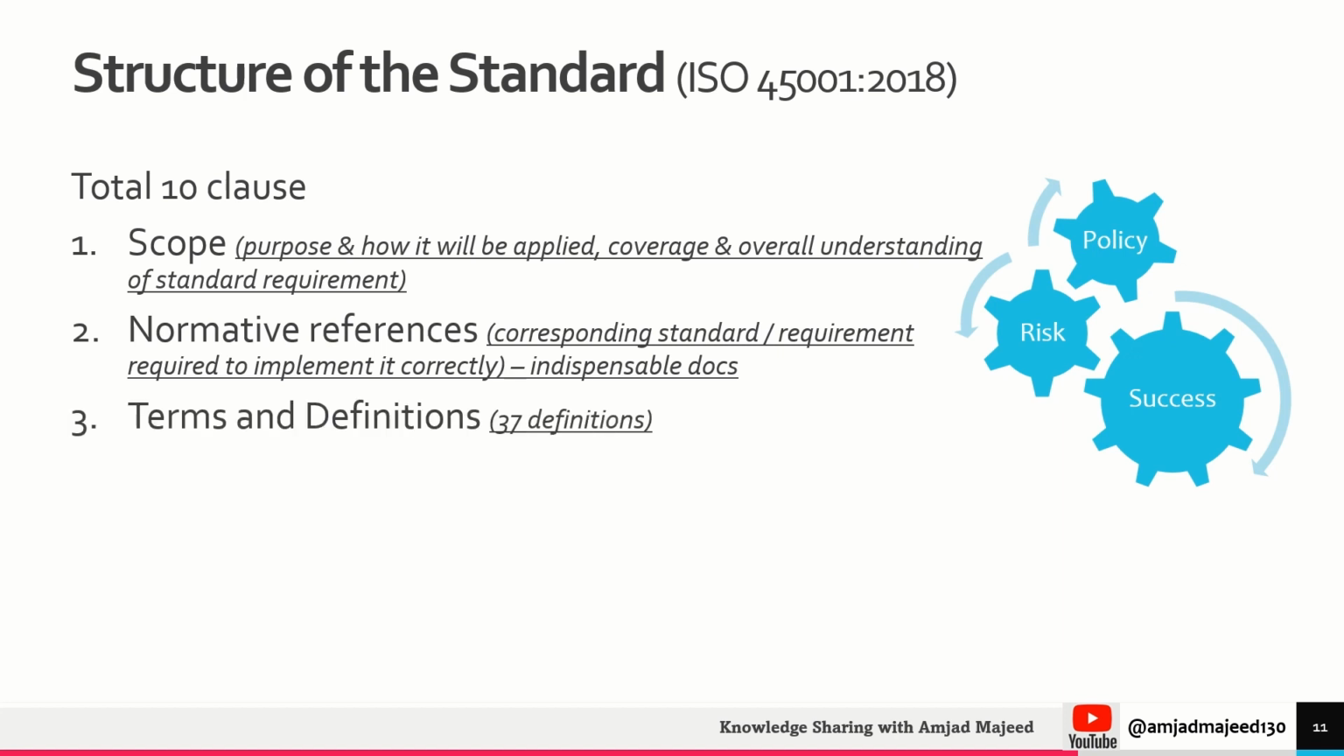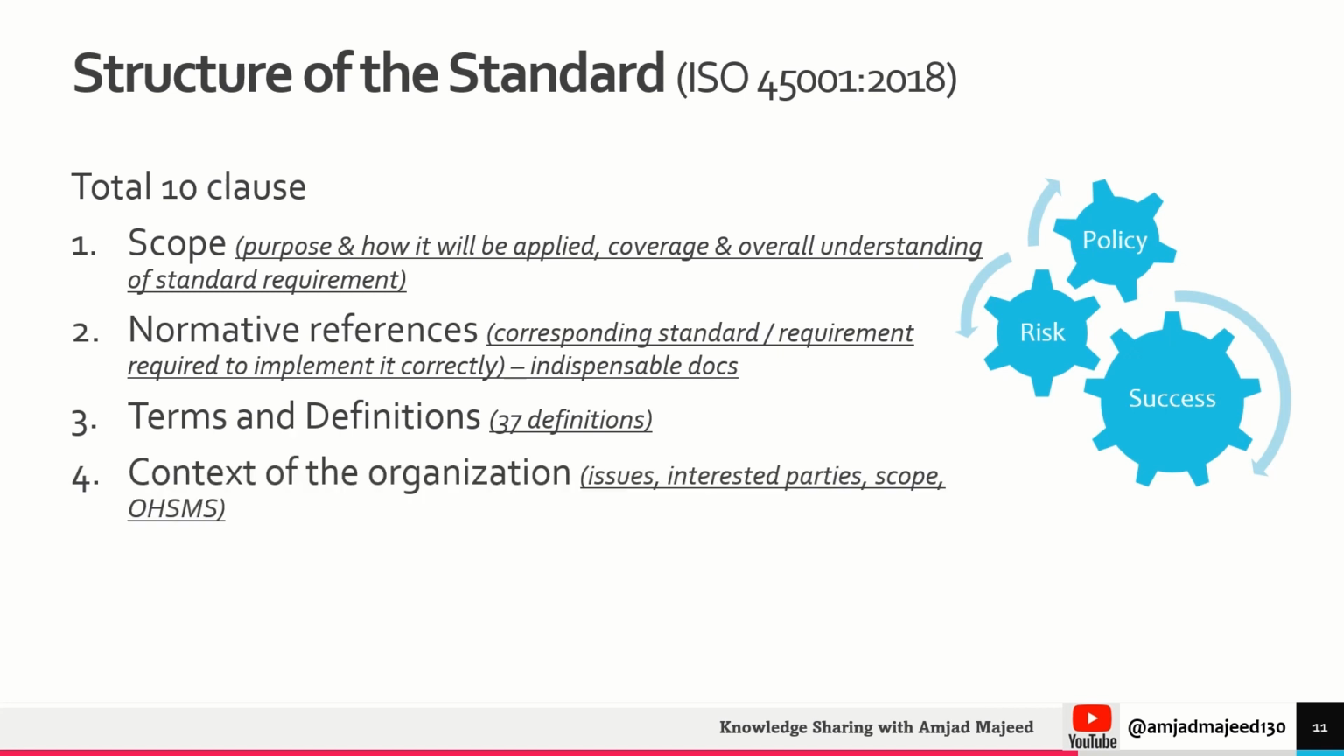Then the terms and definitions. There are 37 definitions given in this standard to understand what is being said. Those terms and definitions are normally given to develop an understanding that we are not sharing two meanings for one term which is used by the standard. So there are 37 definitions, and we will discuss a couple of them in the next video. Then the context of the organization.